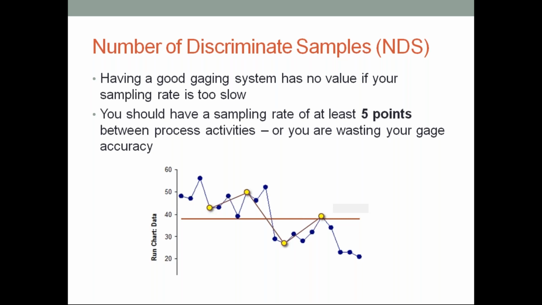So, number of discriminant samples: having a good gauging system has no value if your sampling rate is too slow or too infrequent. You should have a sampling rate of at least 5 points between process activities. So if you're doing offsets, if you're doing any type of adjustment, you should have at least 5 points. Same reason why you have at least 5 categories in NDC, or you're going to be wasting your gauge accuracy. In fact, you're probably going to be wasting your time.